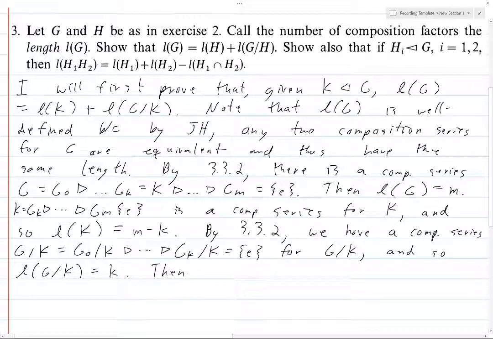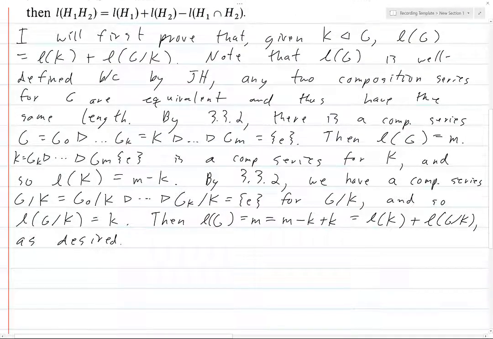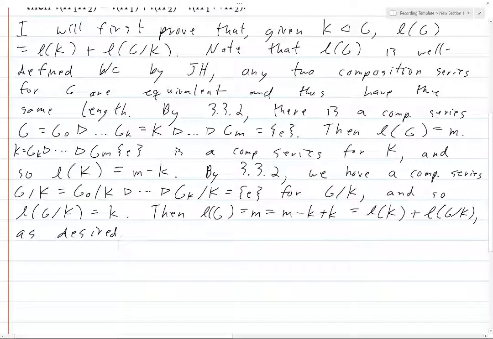Then the length of G is equal to m, which, surprise, is m minus k plus k, but this is just L of k plus L of G mod k, as desired, right? Because that's what we wanted to prove. We wanted to prove that L(G) is equal to L(K) plus L(G mod K). And this holds for any normal subgroup of G.